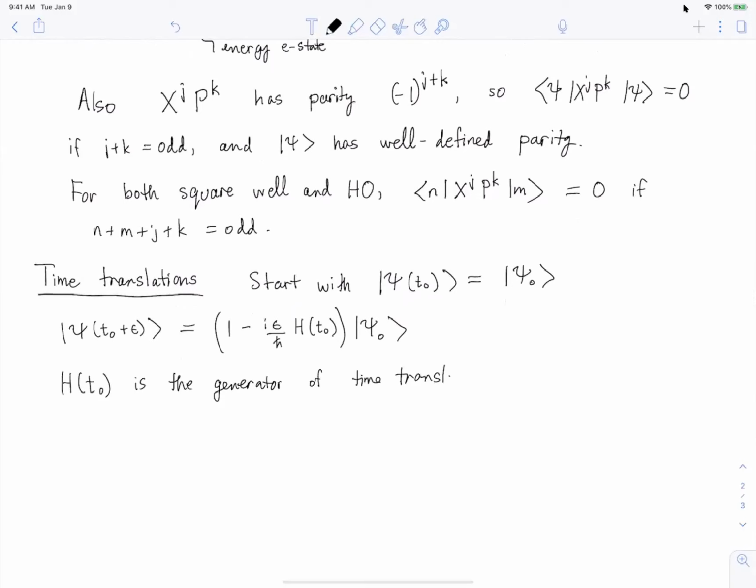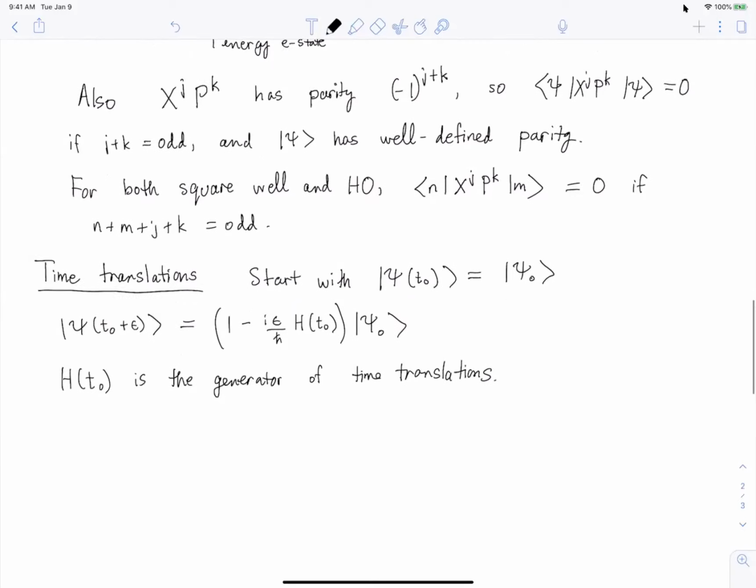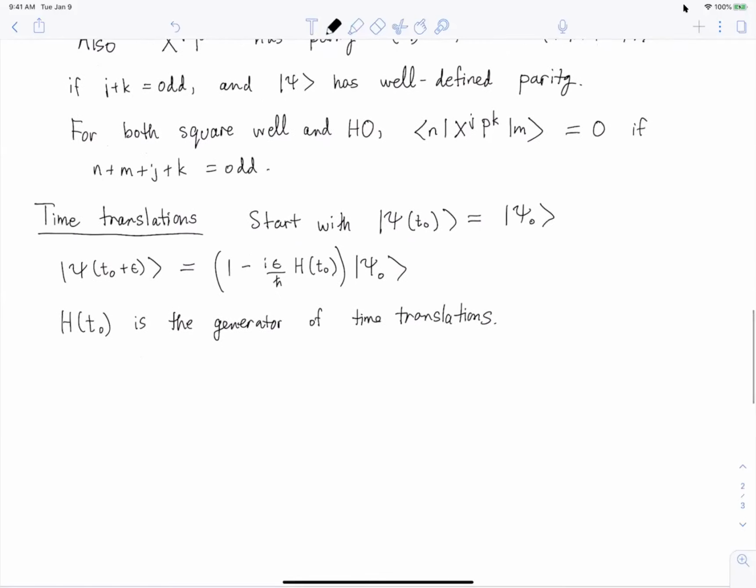Okay, so there's this deep dual role that the Hamiltonian plays. It is both the total energy operator, and it is the thing that generates time translations. But now, suppose we do the same thing, but we start at some different time. We're going to start with the same state, but we're going to start it off at a different time and also evolve it forward in time by epsilon.